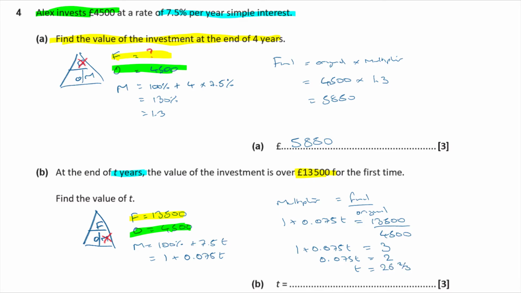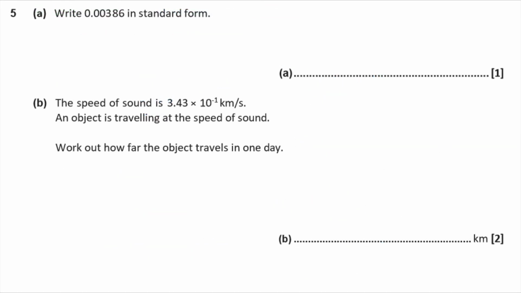So presumably it goes over that amount between the 26th and the 27th year. So I'm going to round that up to 27, because on the 26th year it isn't going to have gone over 13,500. So it will be at the end of the 27th year that it will go over. Okay, so I'm going to make t equal to 27, rounding that up. Okay, so 27 years.